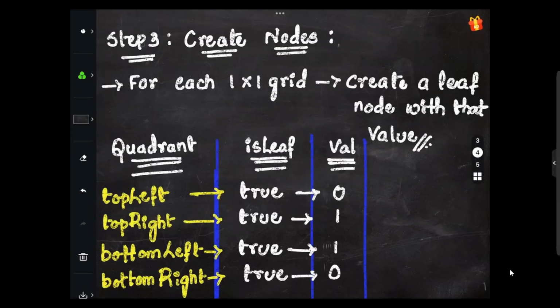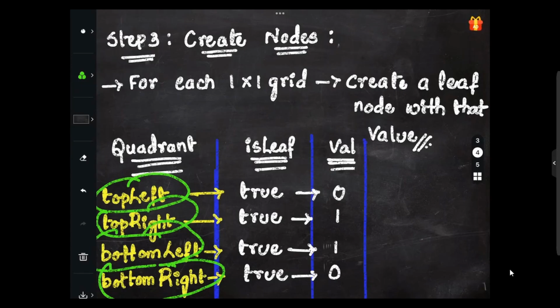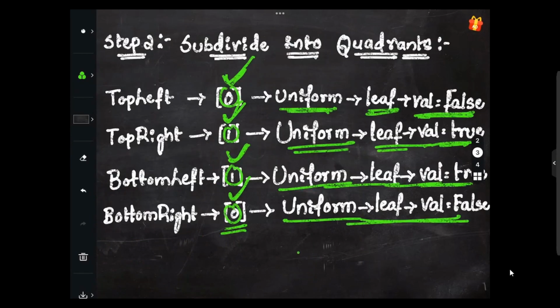So let's come to step 3, where we are creating the nodes. For each one into one grid, we will create a leaf node with that value. We go with top left, top right, bottom left, and bottom right. For the top left, we have the value, and it is a leaf. For all four, it is actually a leaf, as we know from this.